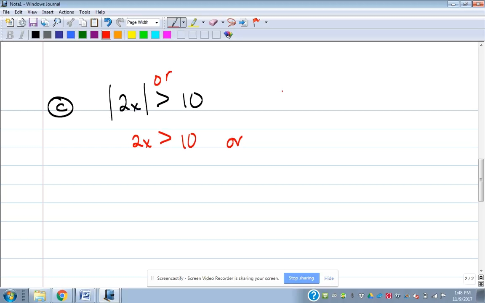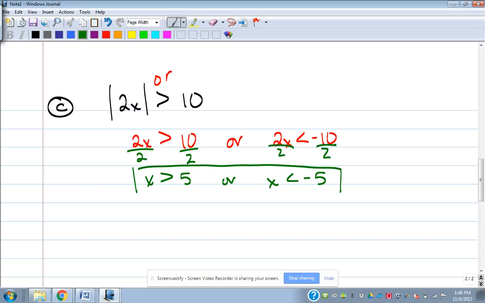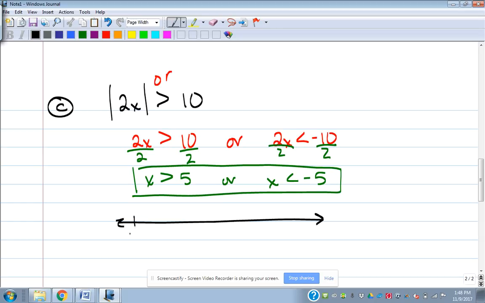So it's an OR problem, so we need the OR, and then what's our other inequality? Yeah, 2x is less than negative. Flip the symbol, change the sign. And then solve them. Both of them you're going to divide by 2. x is greater than 5, or x is less than -5. On the number line, what if I went by 5s? That's legal.